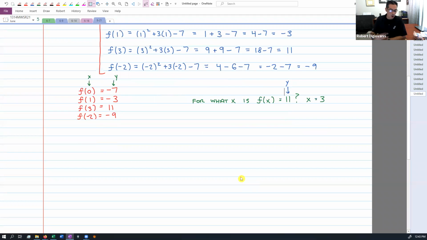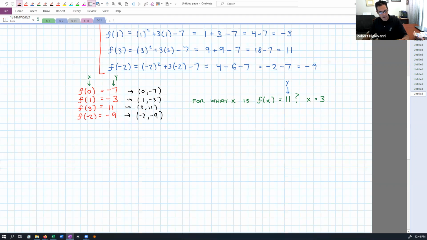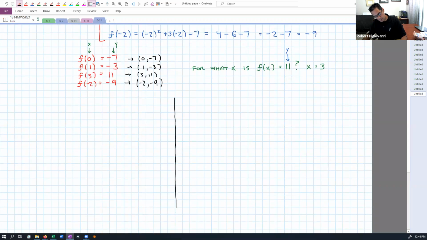Now, on all of these inputs and outputs, we could look at these as points on a graph. 0 goes in, negative 7 comes out. 1 goes in, negative 3 comes out. 3 goes in, 11 comes out. Negative 2 goes in, negative 9 comes out. And what we could do is we could graph these points.